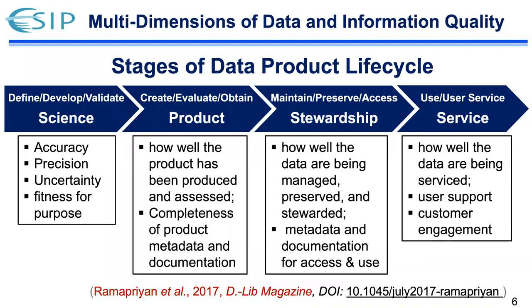To recognize that the information and expertise required for assessing maturity of the quality attributes are associated with various stages of data product life cycles, IQC has defined data and information quality into four dimensions, namely science, product, stewardship, and services. For example, science is more focused on accuracy, precision, uncertainty, and fitness for purpose. And stewardship is more focused on how the data is being preserved, the metadata and the documentation for access and use.